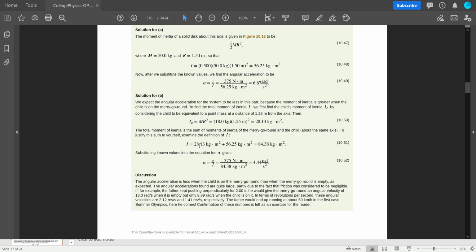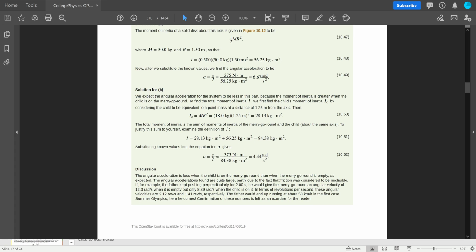So we have 28.13 plus 56.25. That's 84.38. Because remember, we need to have the summation of the moment of inertia. So we have to include the child plus the moment of inertia the father's putting. So now that we have that, our total torque is still 375. The child's not doing anything to add any force. So we're just going to do 375 over 84.38, and that is 4.44 radians per second squared.